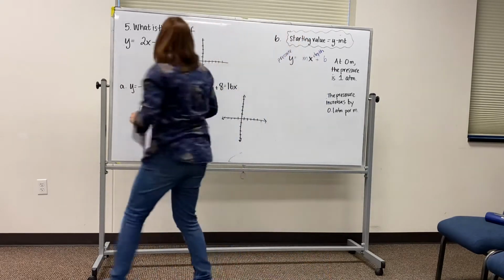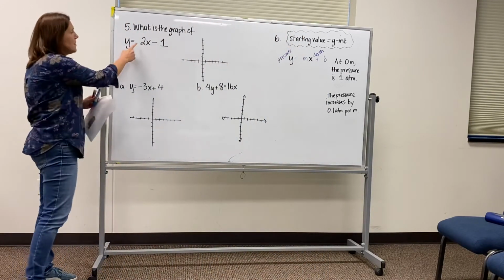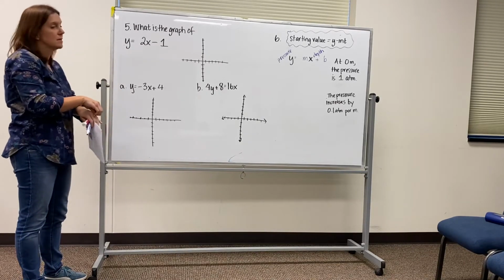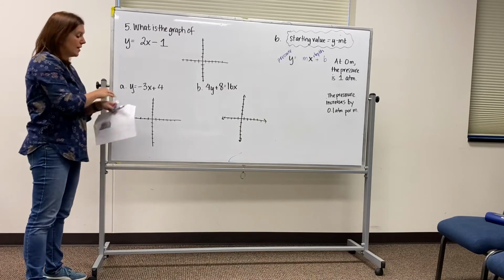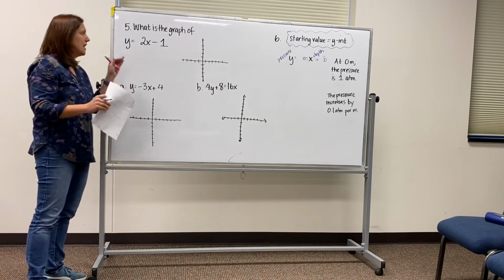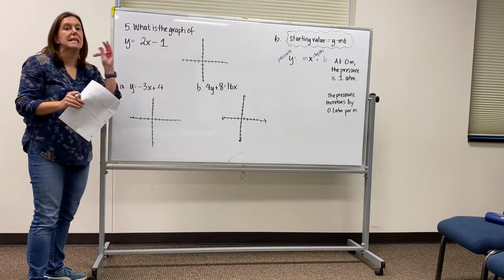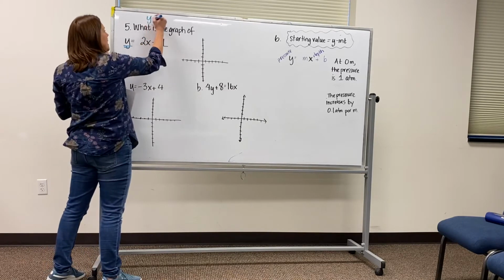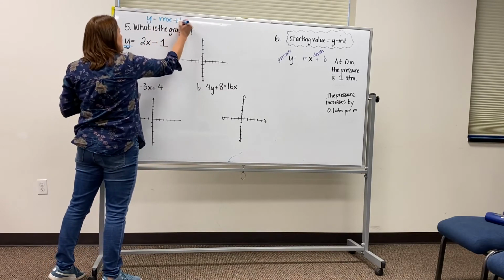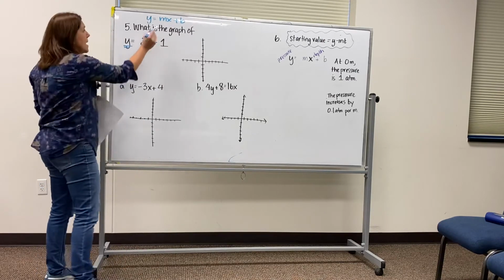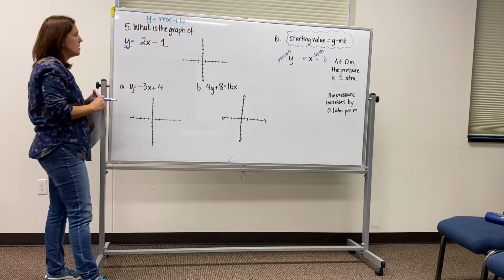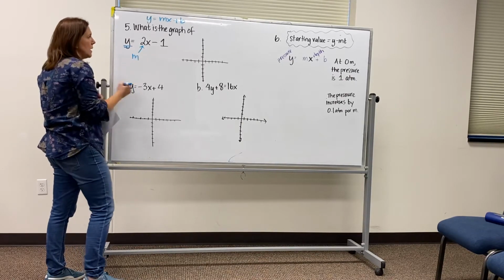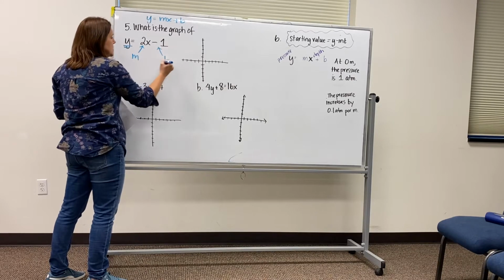Okay. So for number 5, I'm asked, what is the graph of this line? y equals 2x minus 1. Well, when it comes to graphing, slope-intercept form is the best, because once I have y alone, I know I have y equals mx plus b, as a reminder, where m is my slope and b is my y-intercept. Well, I have that here. So I know my slope is 2, and I know my y-intercept is negative 1.